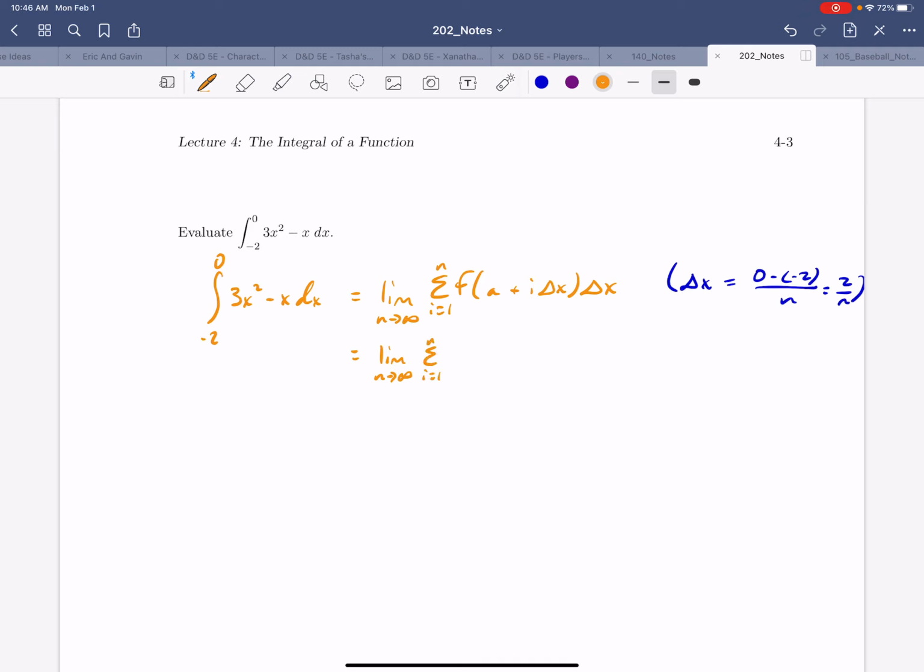So this is going to be, let's be a little careful here, 3 times (-2 plus i times 2 over n) quantity squared, right? Because x is squared. Minus (-2 plus i times 2 over n), right? 3x squared minus x. And remember, don't forget, multiply all of that by 2 over n, by that extra copy of delta x, right? Just to be clear, this is our f of x. This is our extra copy of delta x.